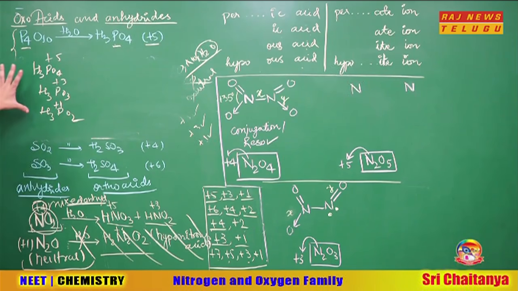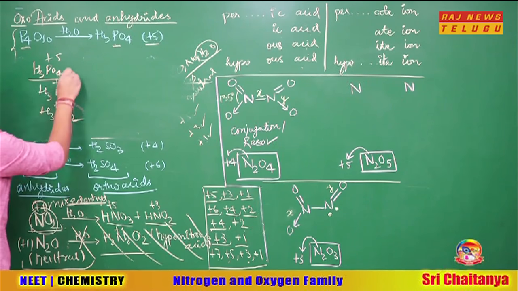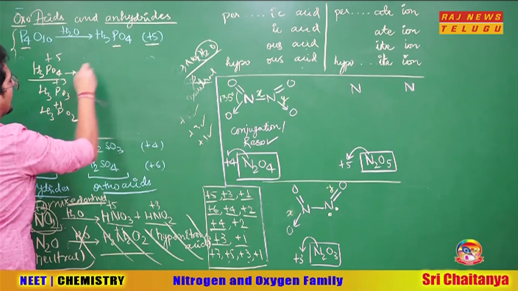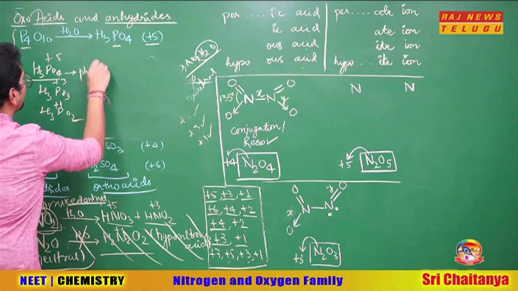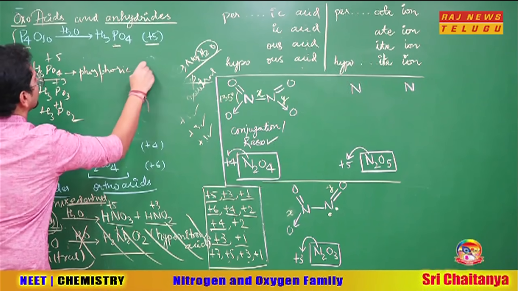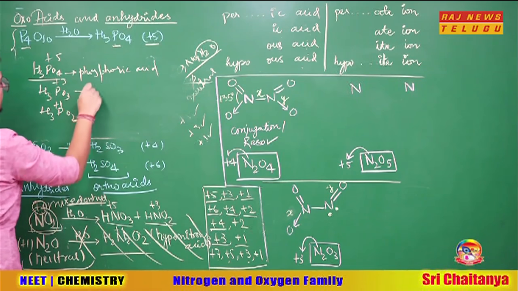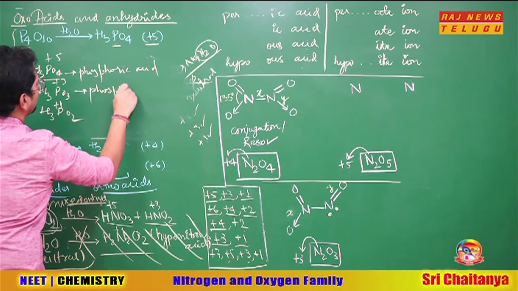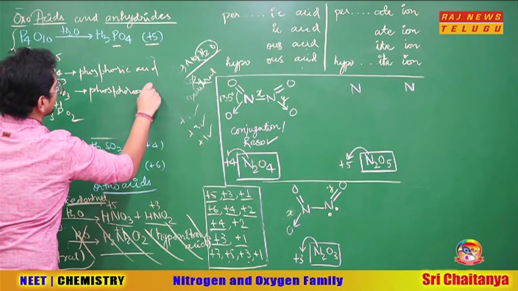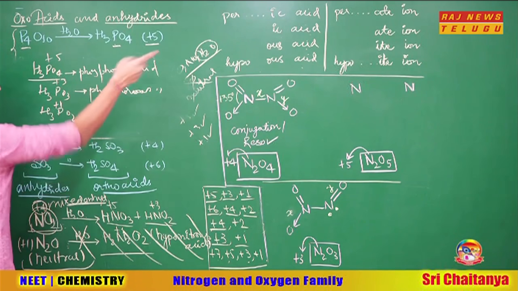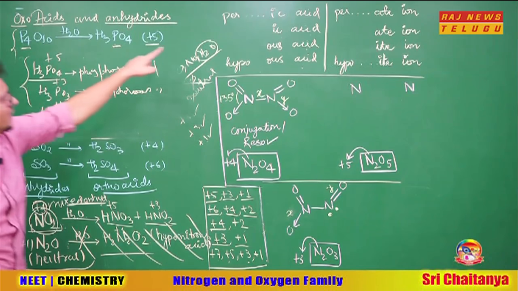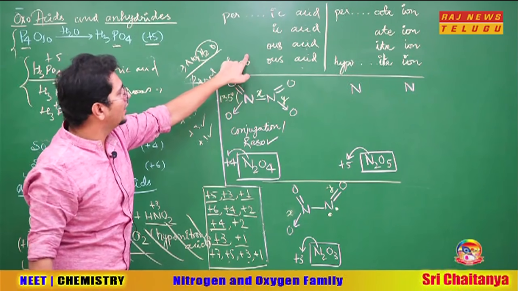Any further is not possible, so 3 are there. So the first one will be named as -ic acid, that is phosphoric acid. The second one will be phosphorous acid. Second one, -ous acid, because higher oxidation state is -ic, lower is -ous.